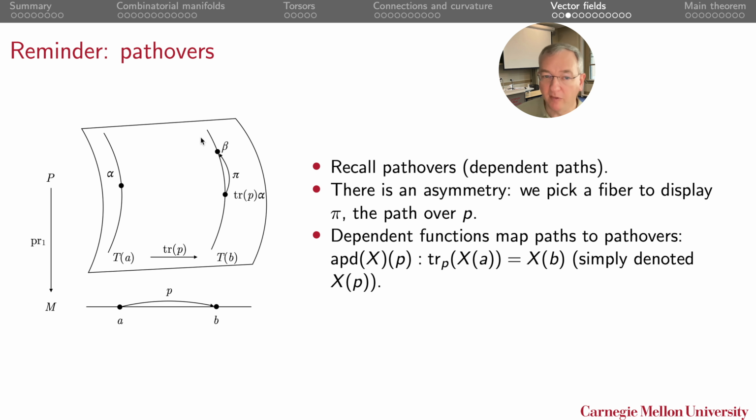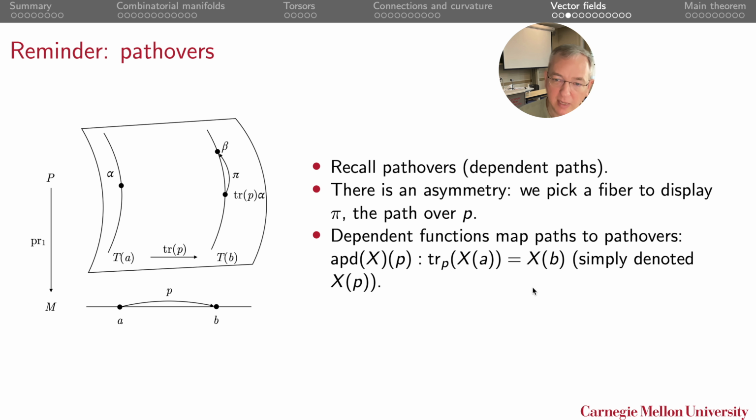They map paths to pathovers. They provide a choice of a pathover for each path. So we call that APD, dependent action on paths. So APD, if we had X, a section, a vector field of a path P, then that would be a particular term in this type.